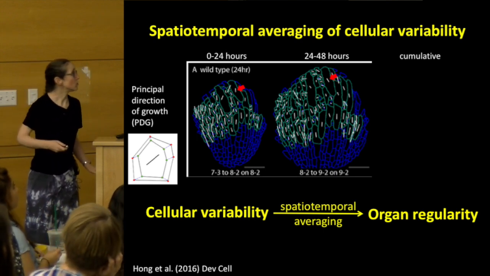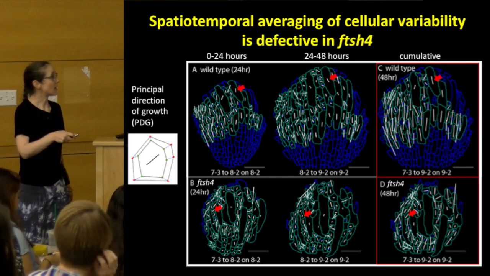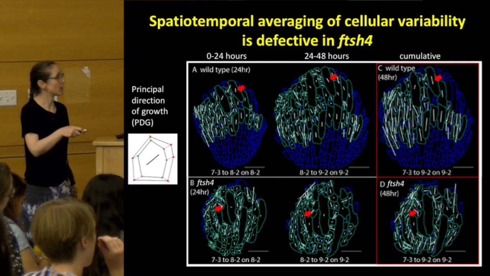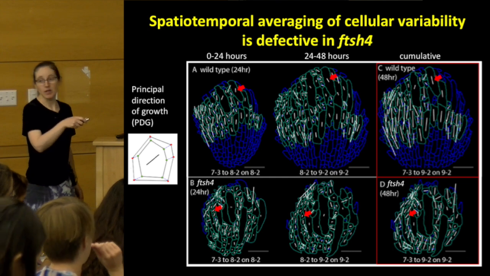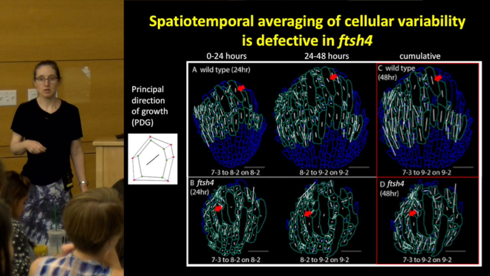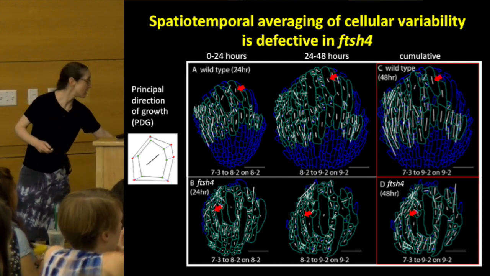Now, what happens in the mutant? It's kind of messy, and it doesn't average out. So over that whole 48-hour growth period, you can see this is not aligning nicely and properly like wild type. We've still got growth directions going all kinds of different ways, and so it can't do the averaging. It's blocked in averaging. So let's look at that in detail.